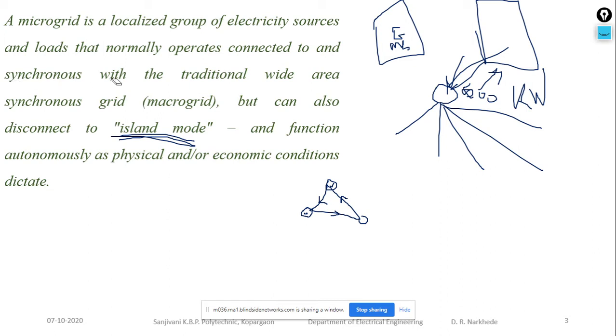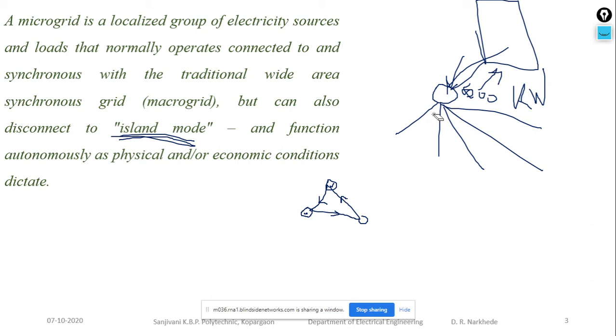And this will operate in synchronism with the traditional wide area synchronous grid. And it works along with your MSEB power, the grid. We connect to that grid and it works together with it. But if there is a certain problem and I don't want to use this one, I can disconnect it. And that is called the islanding mode. Now I am no longer dependent on the MSEB power. This operation is called the island operation.